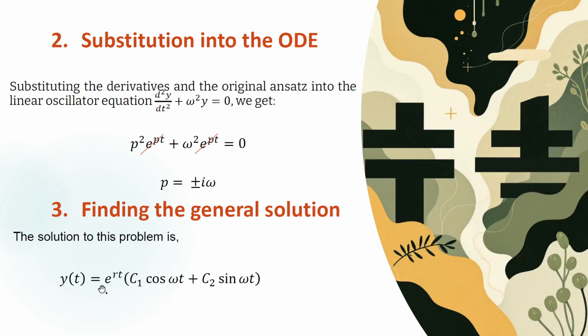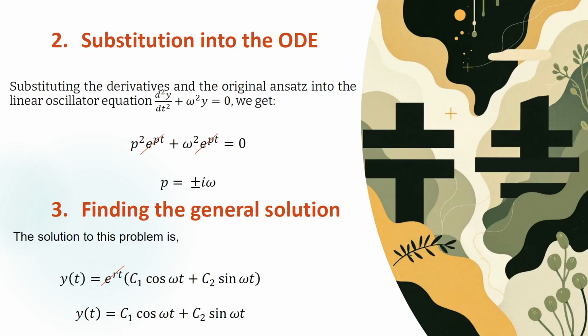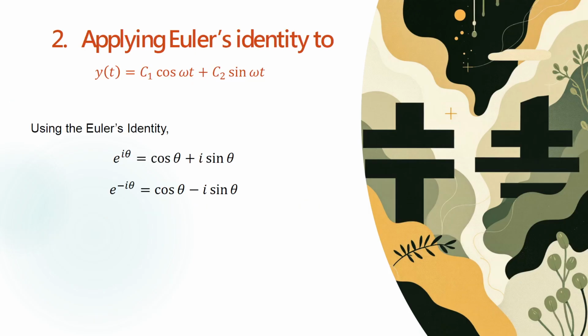Obviously, r is equal to 0, so we eliminate this. And this gives us y as a function of t is equal to c1 cosine omega t plus c2 sine omega t. Now, this is the final answer, but if we want to apply some applicable identities, we can actually apply Euler's identity.